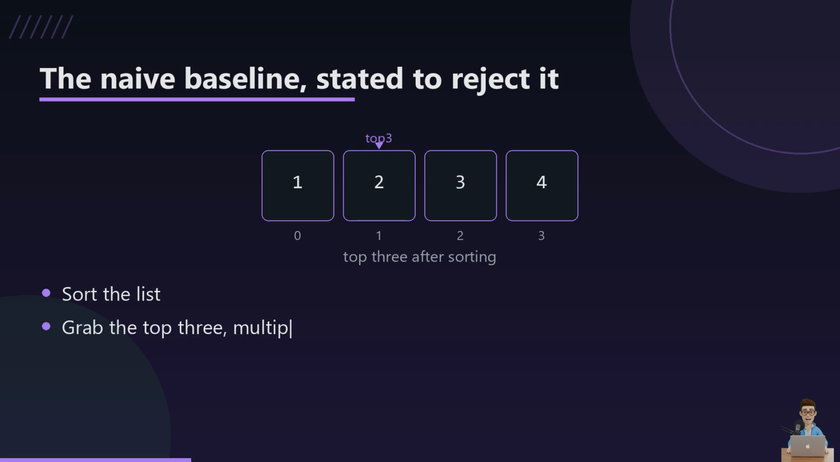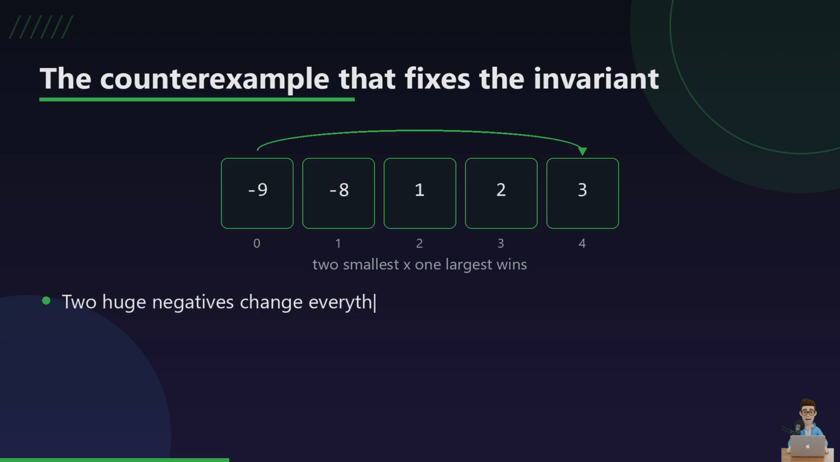The all-positives-only solution is to sort and take the top 3. Say it out loud in an interview precisely so you can immediately name its failure mode. It silently assumes monotonic sign, which the negatives break. Naming the assumption is the signal you understand the invariant. The witness: -9, -8, 1, 2, 3. Top 3 yields 6, the negative pair times the max yields 216.